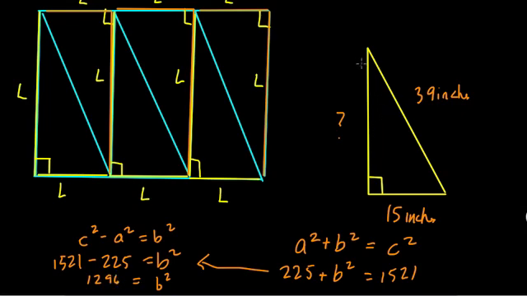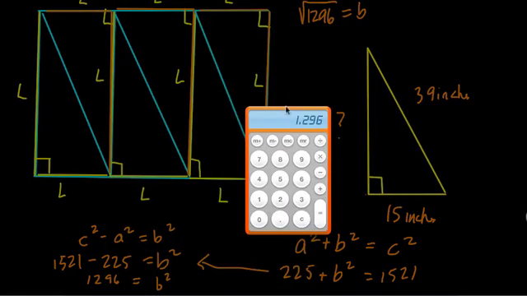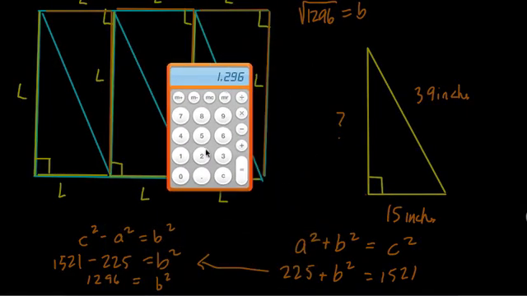But of course they want to know the length. B squared is the area of a square with side lengths of b. So we take the square root of 1296, and that will equal b. What does that equal? Well, I don't know. It could be a perfect square. Let's do some tests. I know that if I take 20 times 20, what do I get? That's 400. Way too small.